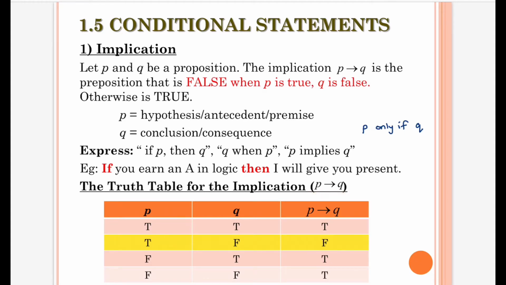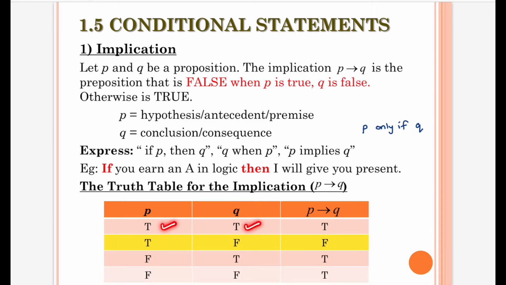P implies Q. So in this case, you earn an A in logic. This is your P or your hypothesis. And then another sentence, I will give you a present. This is your Q or your conclusion or consequence. So the first row naturally follows the definition. This is the first row.